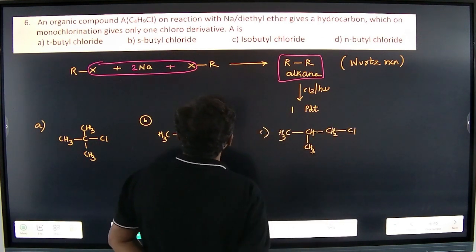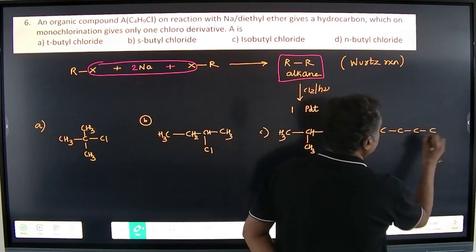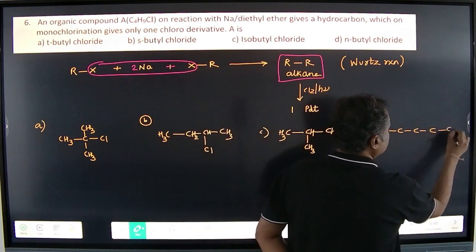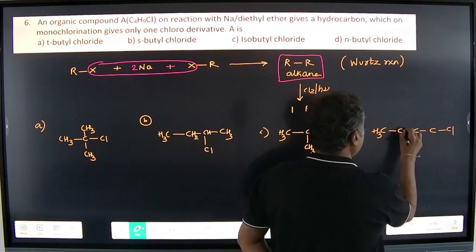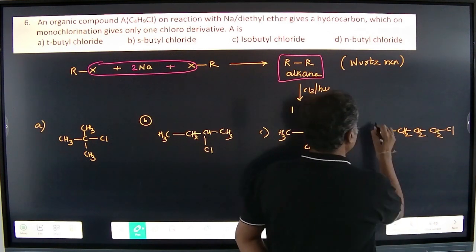Now, my question next is n-butyl. How do you write n-butyl? All 4 carbon atoms in a straight line, you have Cl. Here you have CH3, CH2, CH2, CH2. This is nothing but option D.